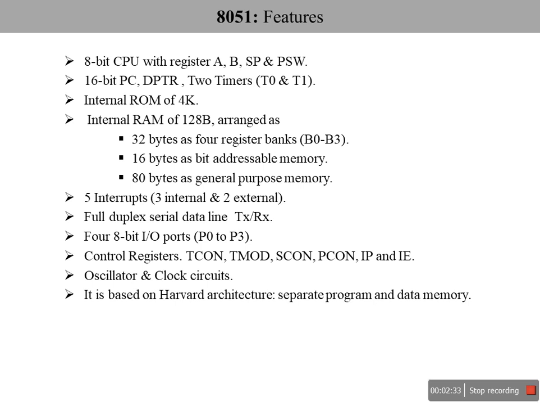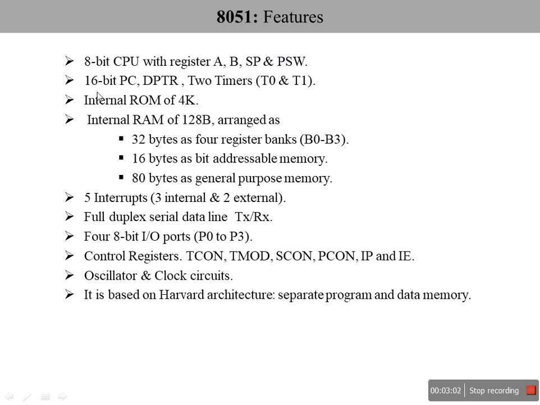The 8051 is basically an 8-bit CPU. It is an 8-bit wide microcontroller. That means it can process 8 bits of data at a time on a single clock. That is why it is termed as 8051. Then it has some working registers which are again 8-bit wide. They are the accumulator, the A register, the B register, the stack pointer SP, and the program status word PSW. These four registers are of 8-bit width.